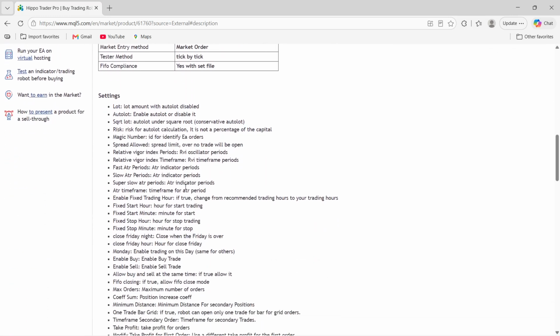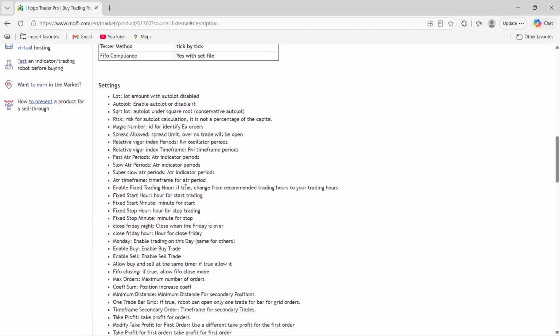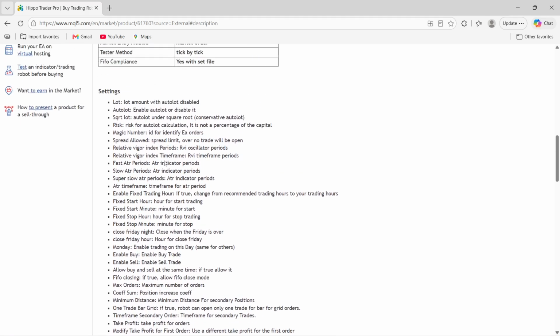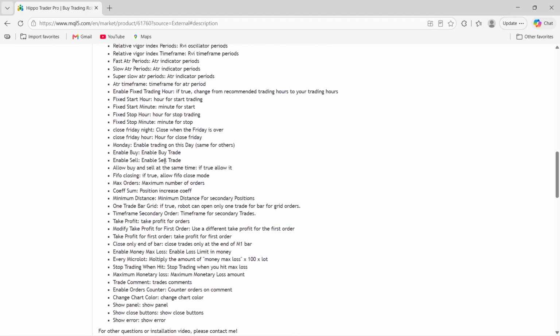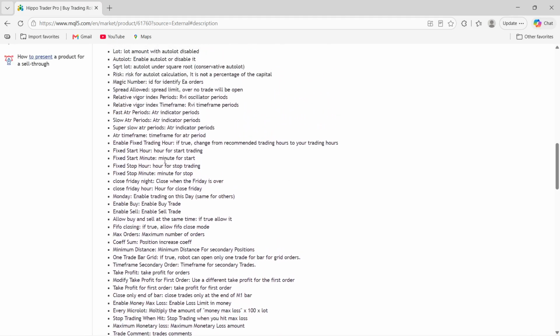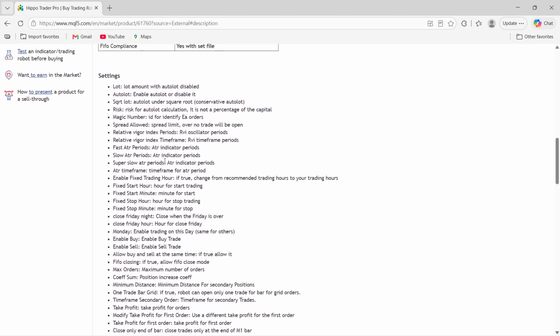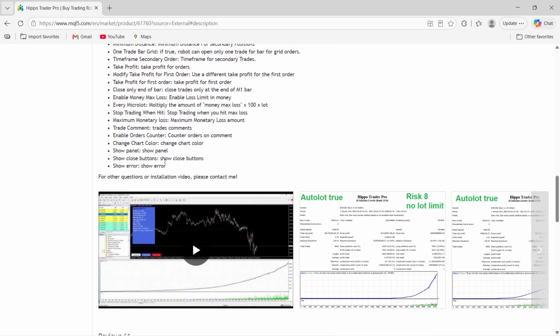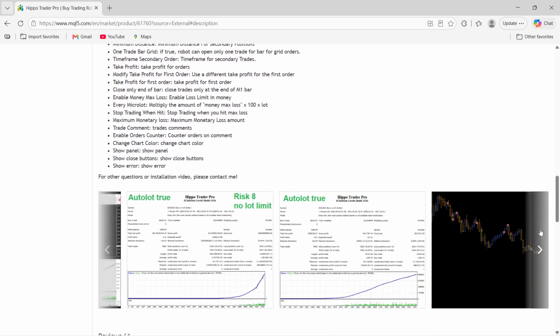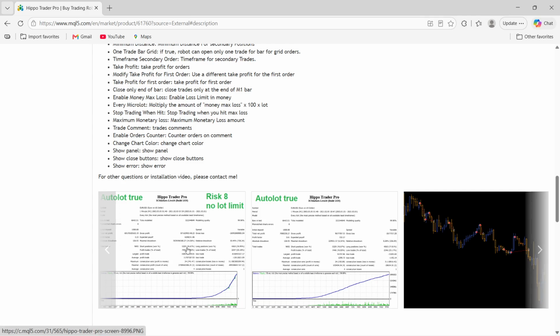We have a couple of settings. Most of these are configurable, so you can play around with them to find the setting that really fits you and fits in with your overall trading strategy. We also have some screenshots here on the website.